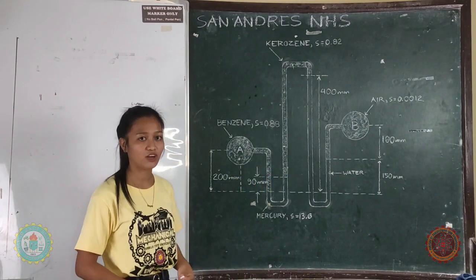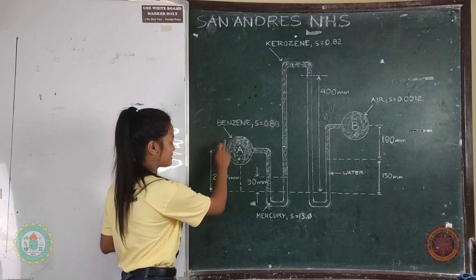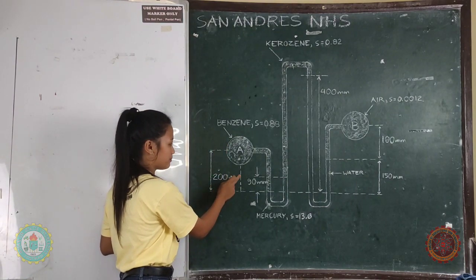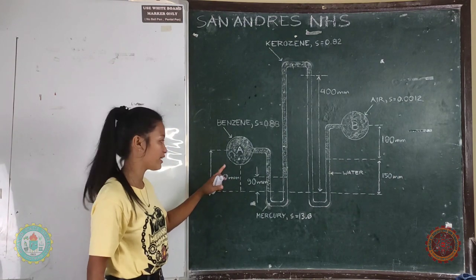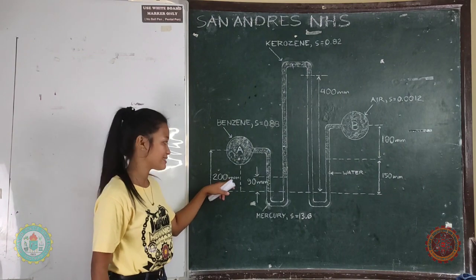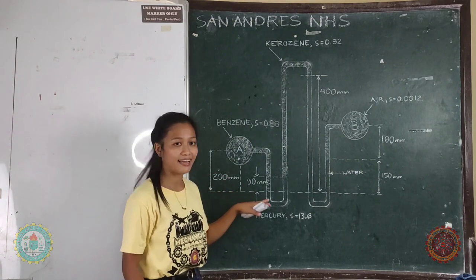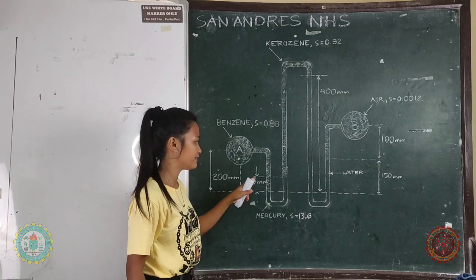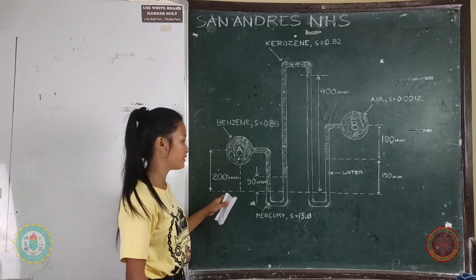First is to decide on what unit we are going to use. Since the height of the benzene is 200 mm, let's convert this millimeter to meter. So the unit we will use is the SI unit, which is meter. After that, determine or label the interface of each different fluid in the manometer.